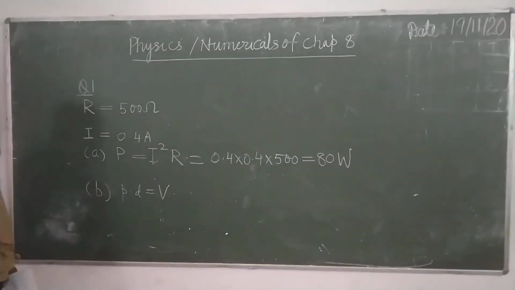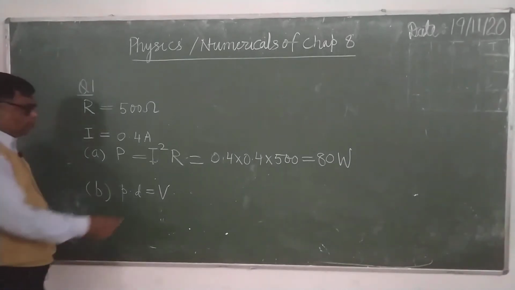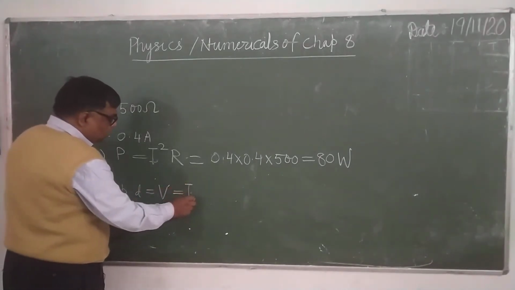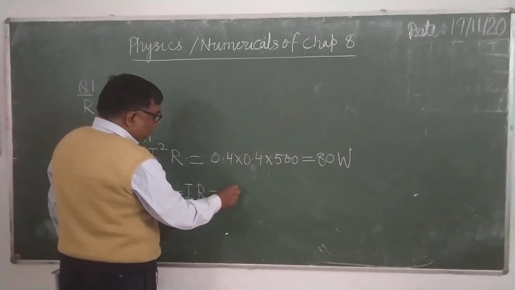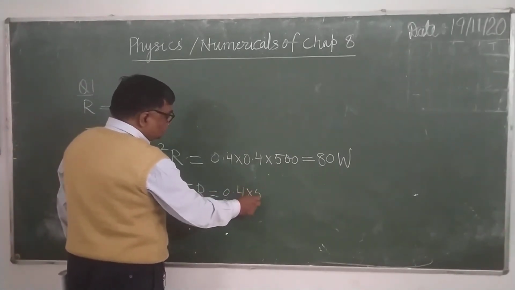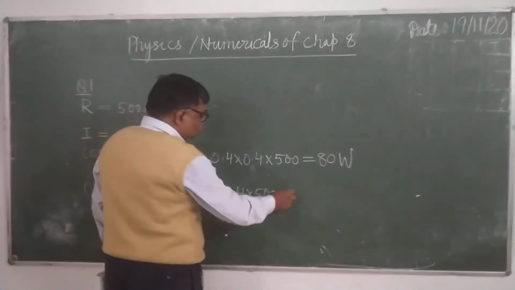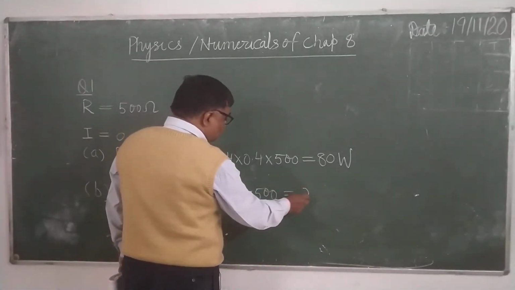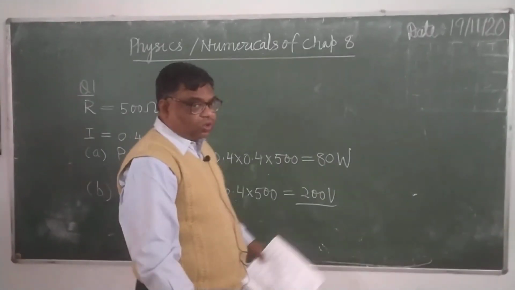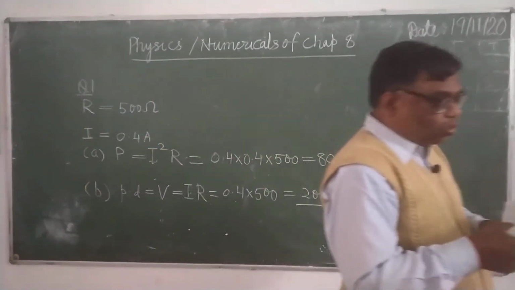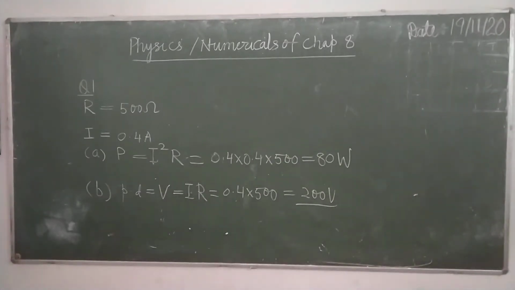Then you have to determine potential difference. What is the formula of potential difference? I into R. What is I here? 0.4. R is 500. So this is equals to 200 volt. Potential difference is 200 volt. It is clear? So you note down. Note down quickly. Noted.